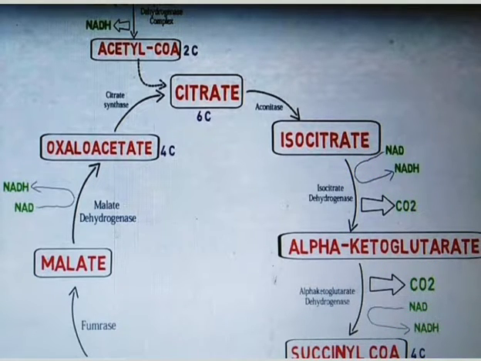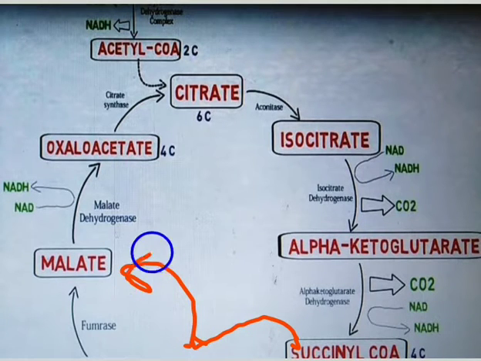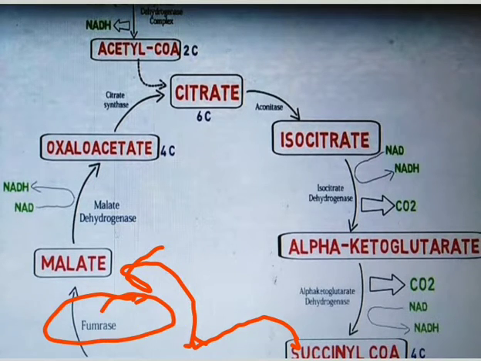Then succinyl CoA is converted into fumarate, and I have written the enzymes involved here in the previous slide. And then fumarate is converted into malate with the help of the enzyme fumarase, and then malate is converted into oxaloacetate. Oxaloacetate is a 4-carbon compound.